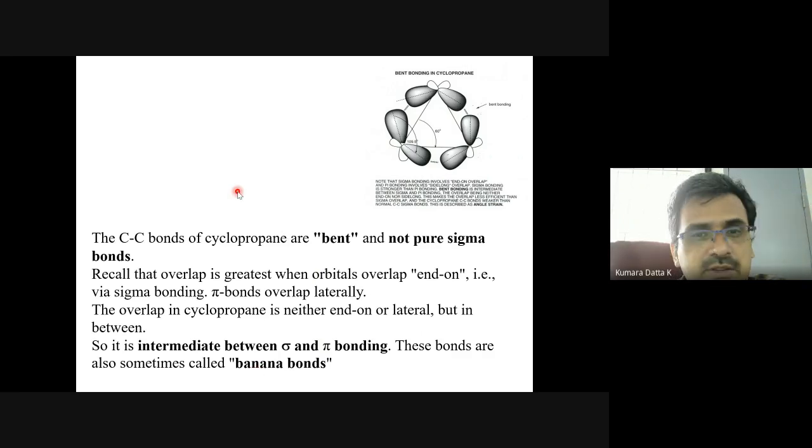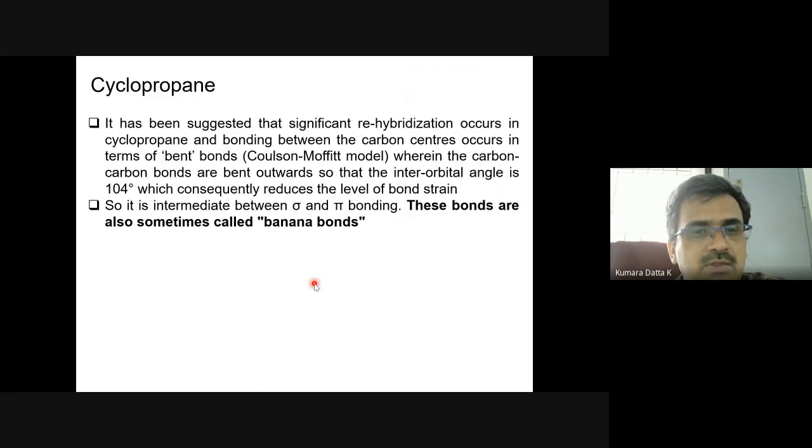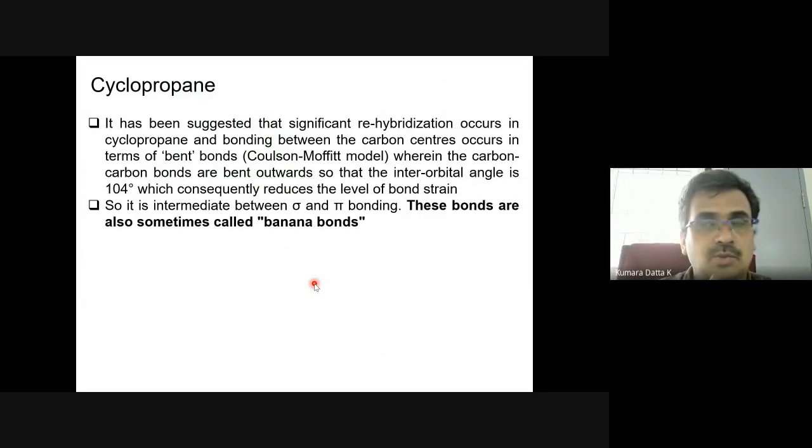So this is what the structure I have just shown you looks like. You see how strained it is in all the places. So now you know that there is angular strain and torsional strain.